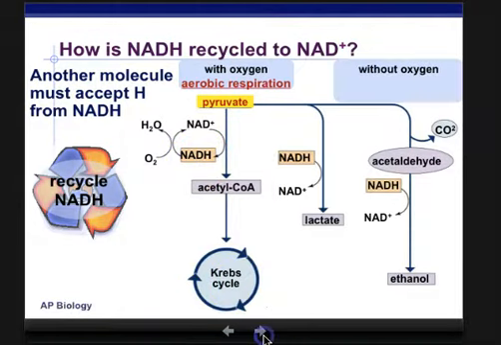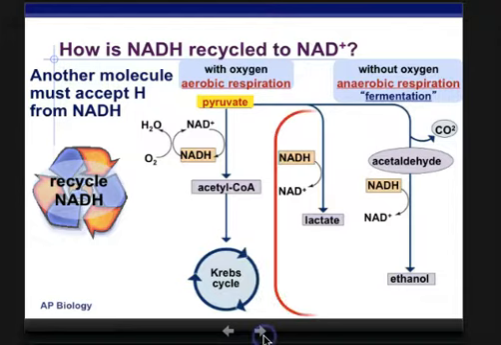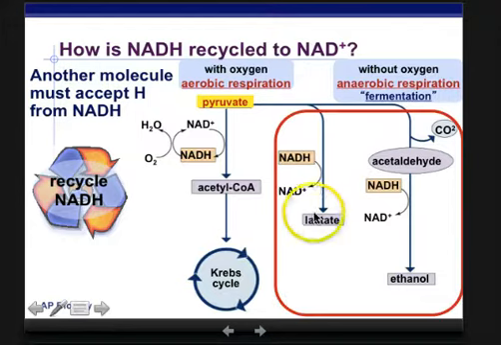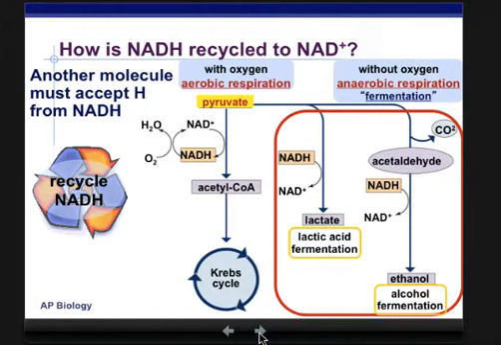And without oxygen, you're going to go through anaerobic respiration, and there's two kinds of anaerobic respiration. We're going to talk about fermentation. So we have two types, lactic acid fermentation and alcohol fermentation. Lactic acid fermentation is what your muscles do when they run out of oxygen, and alcohol fermentation is what organisms like yeast do. So that's how you can recycle NADH if you don't have any oxygen.